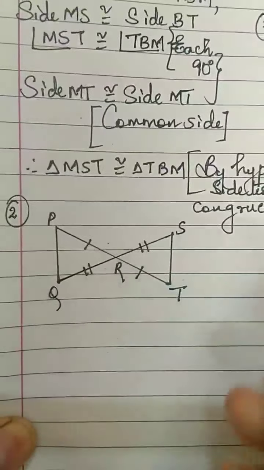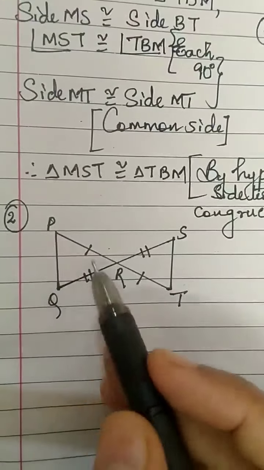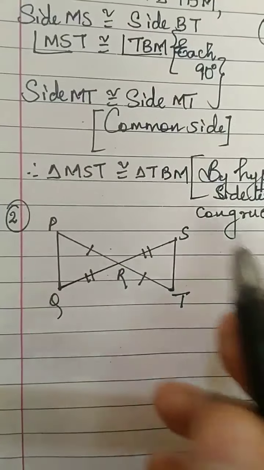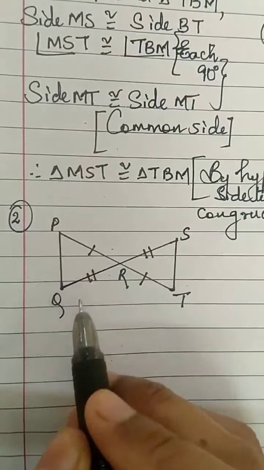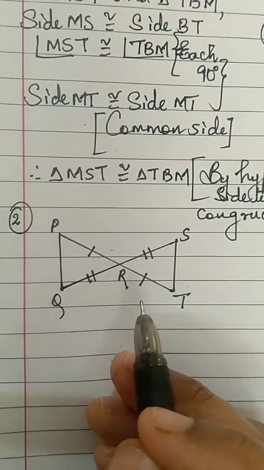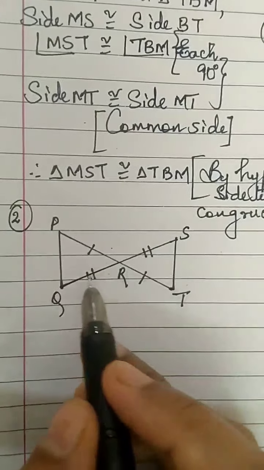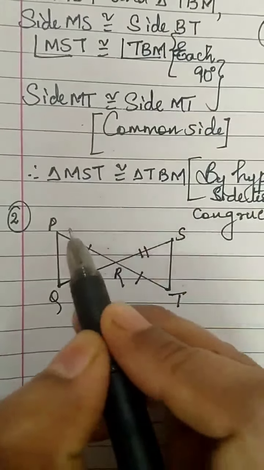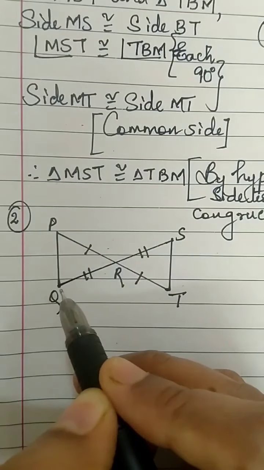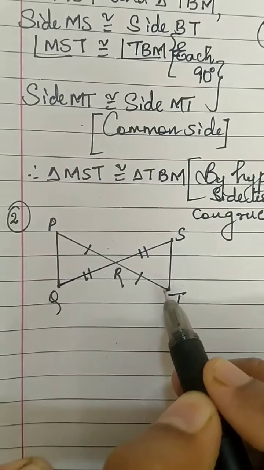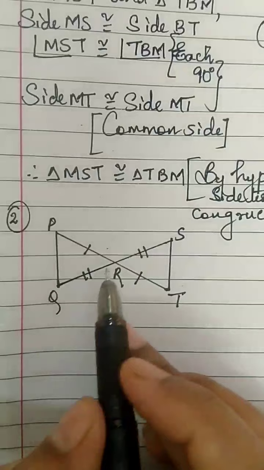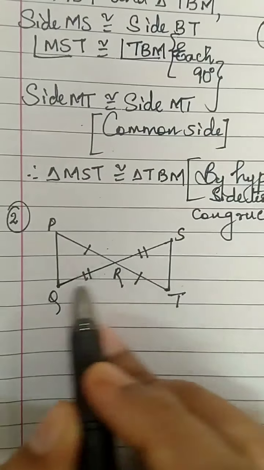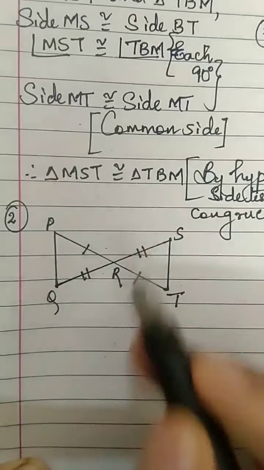Moving on to the second question. Now you try to attempt this question. As you can see in this figure, two sides are marked. We need three things to prove triangles congruent. Third thing, you can see easily that angle PRQ is congruent to angle TRS. Both are vertically opposite angles, and vertically opposite angles are congruent.